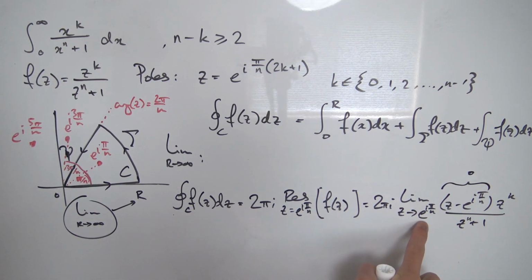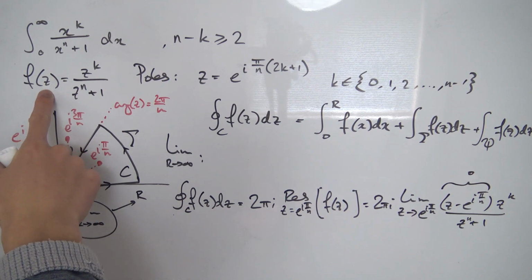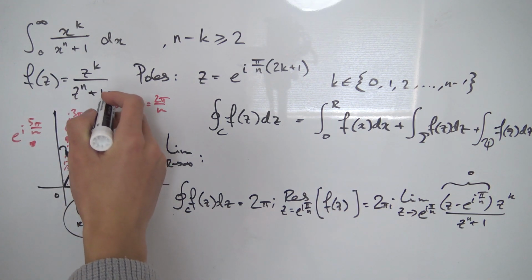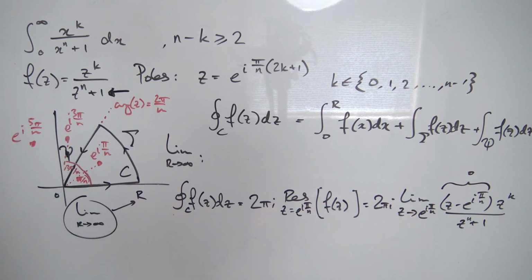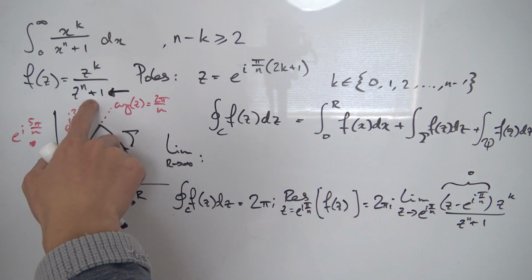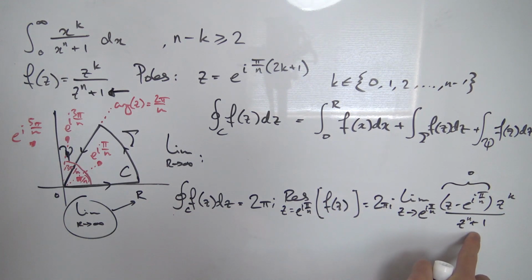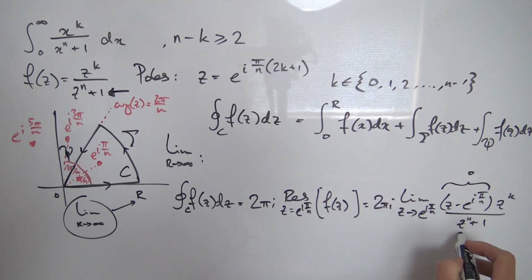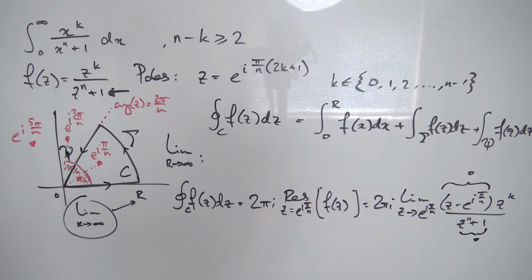And notice e to the i pi over n, we said that was a pole of this thing, and also a solution to this polynomial right here. So if this pole is a solution to this z to the n+1, which is exactly what we have over here, we're also going to get a 0 on the denominator, and that just means we have to use L'Hopital's rule, because we have 0 over 0. So continue on down here, we have 2 pi i.